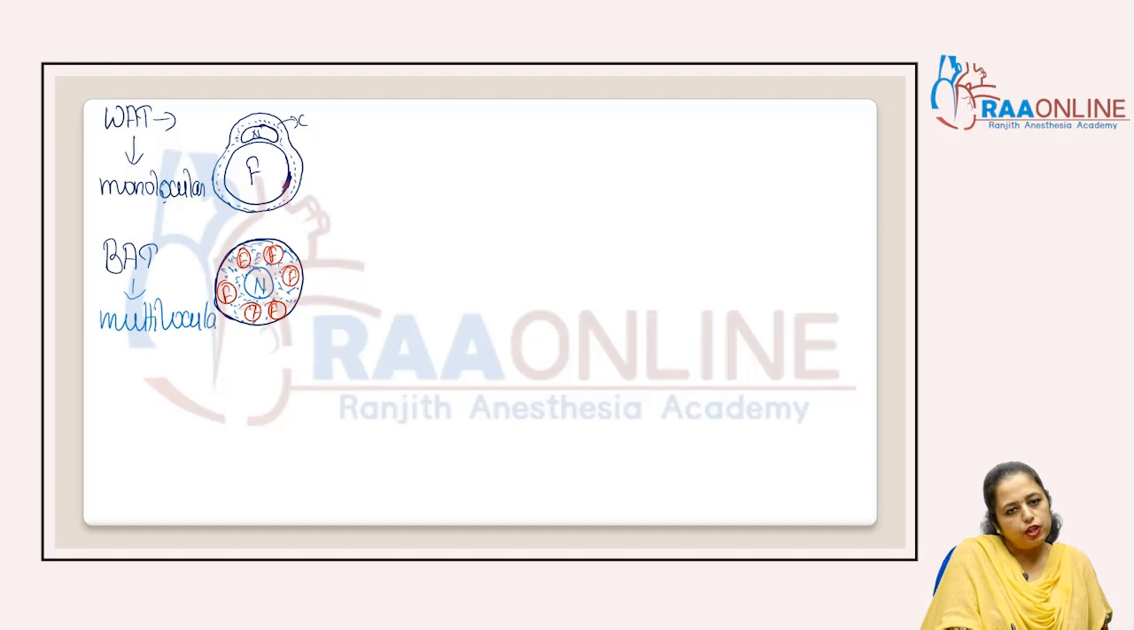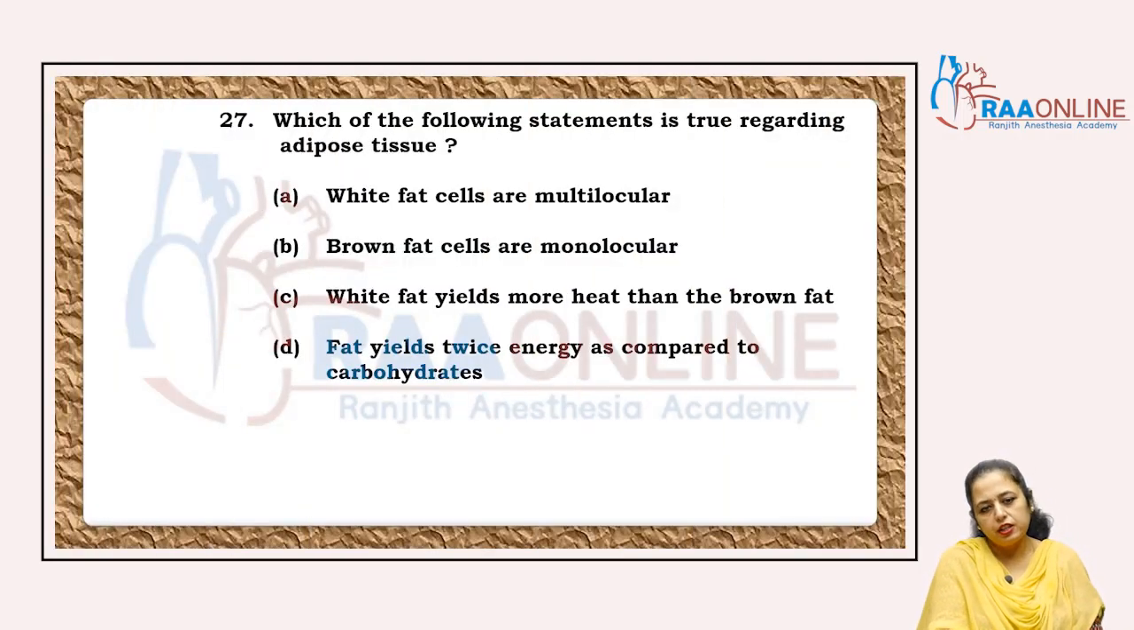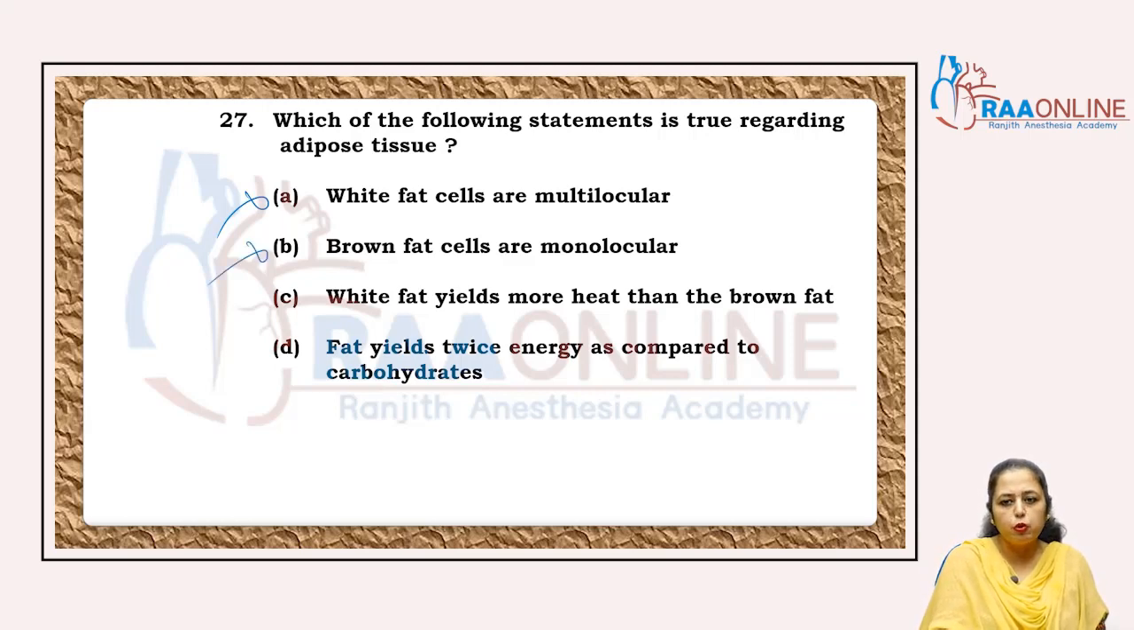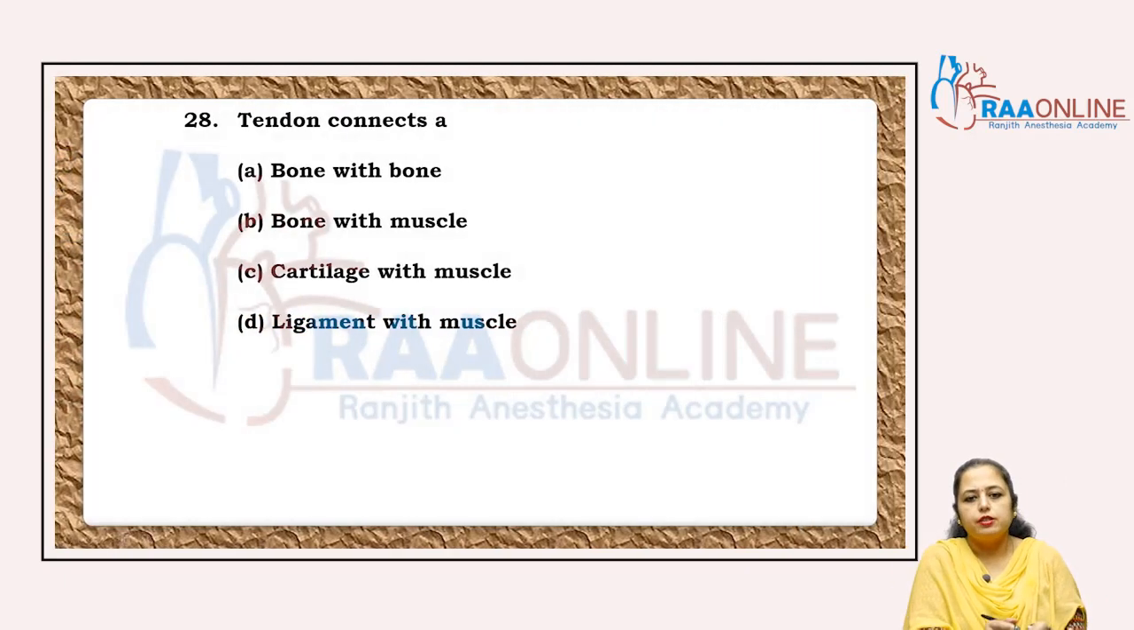That locular word is used for the fat cells. So what will happen here? The white fat cells are multilocular? No. Brown fat cells are monolocular? No. White fat yields more heat than brown fat? No. Brown fat yields more heat than white fat. Clear? And fat yields twice the energy compared to carbohydrates. So the answer is D. Come to the next.